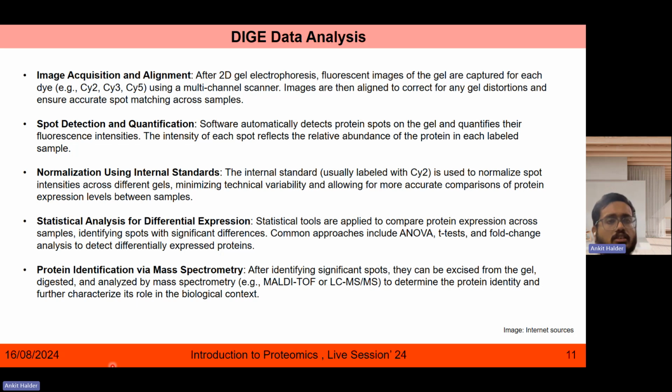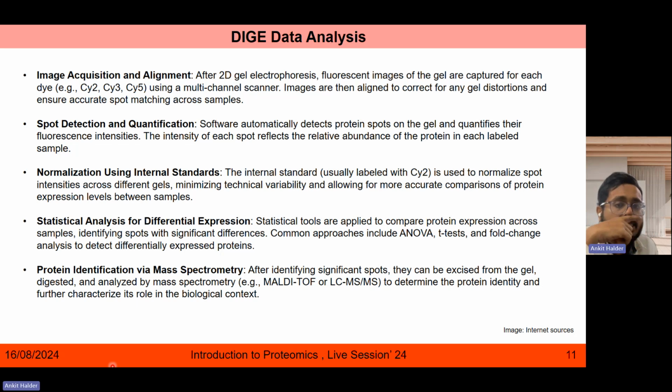So this will be utilized, and then the images are aligned to correct for angular distortions and ensure accurate spot matching across your samples. Next is spot detection and quantification. The software automatically detects protein spots on the gel and quantifies their fluorescence intensities, and the intensity of each spot will reflect the relative abundance of the protein in each labeled sample.